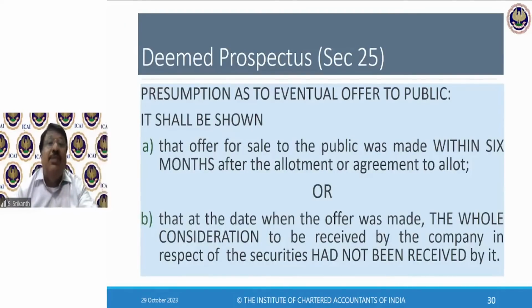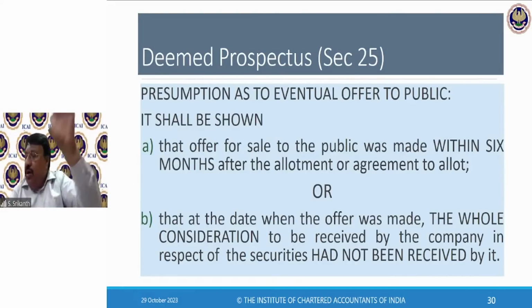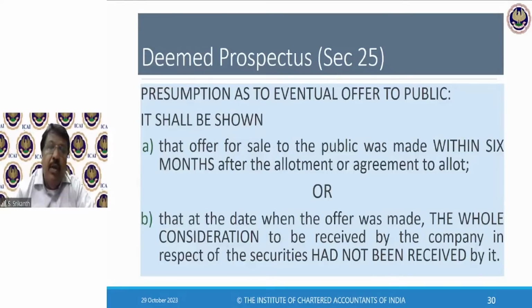There they have a presumption. Boss, you allotted to him. At that time, when you allotted to him, we will see what happened. There is a presumption that those shares will be eventually offered to the public. There will be a presumption.